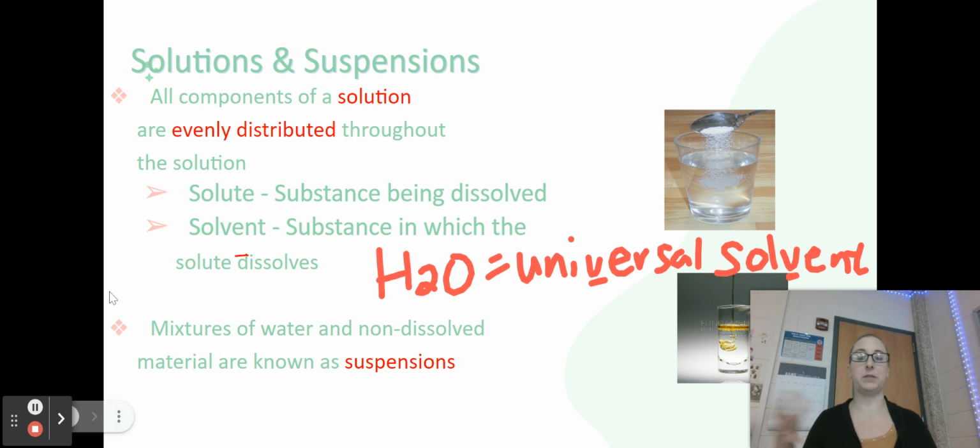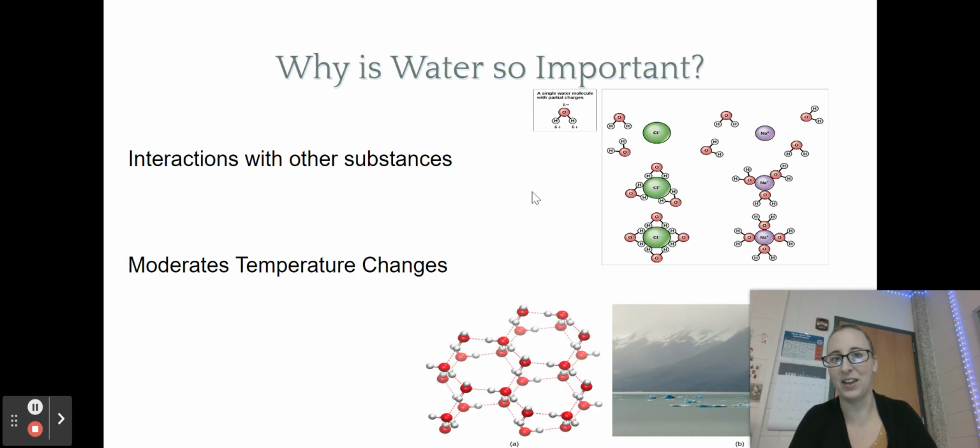Now, on the flip side of that, when you mix substances together and they don't evenly disperse, they don't evenly mix in with each other, we call that a suspension. So in this picture over here, we can see oil and water. The oil sits on top or it suspends on top. And you can tell exactly where the oil starts and ends, and you can tell exactly where the water starts and ends.